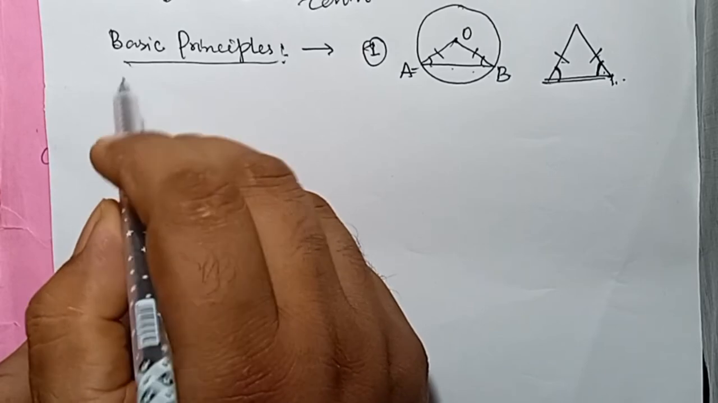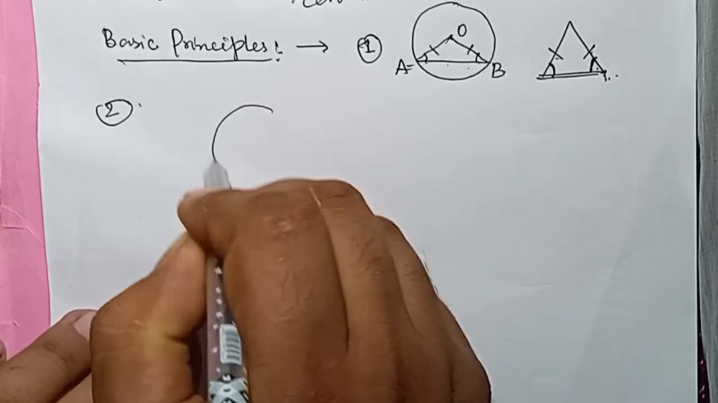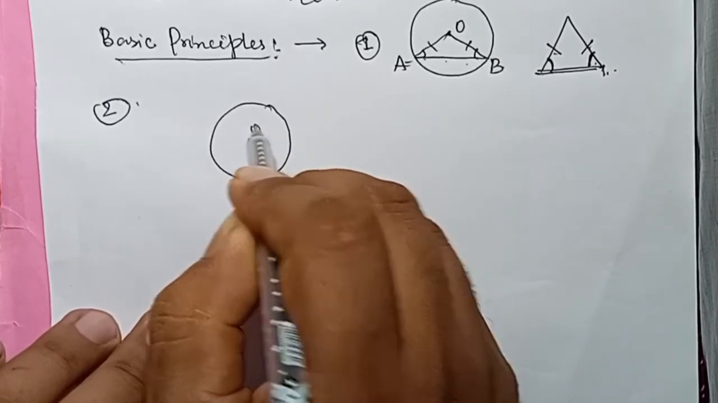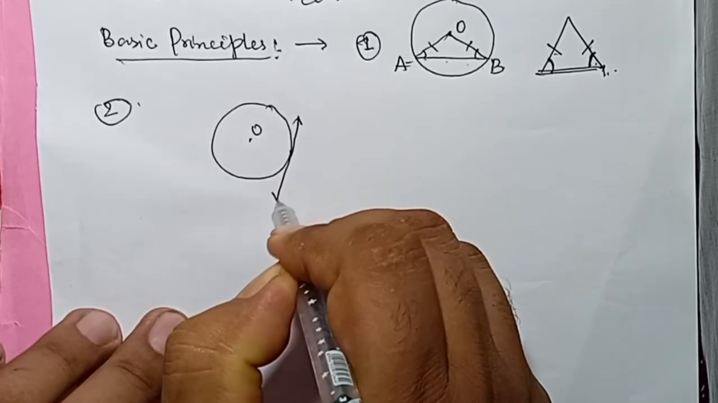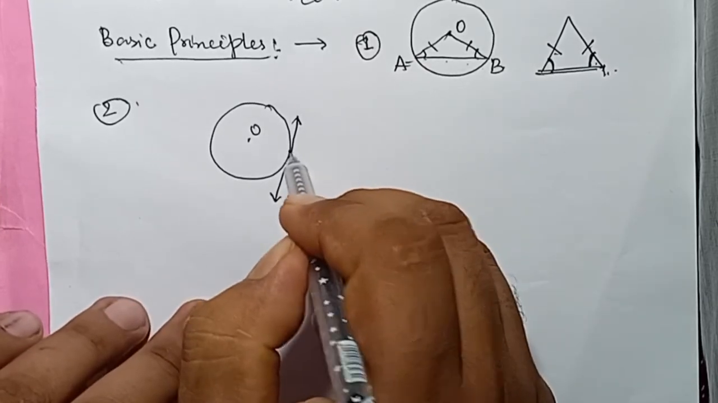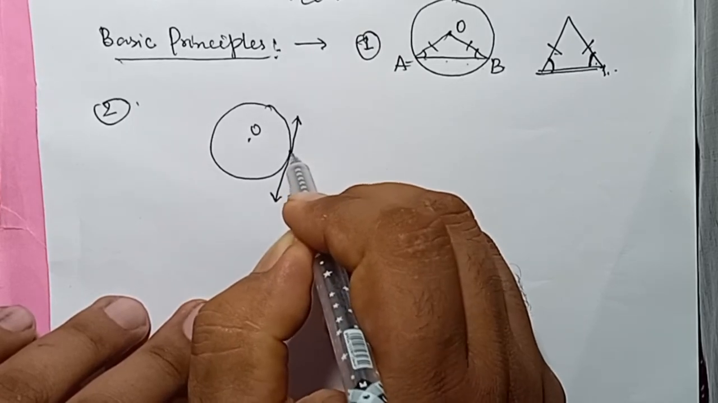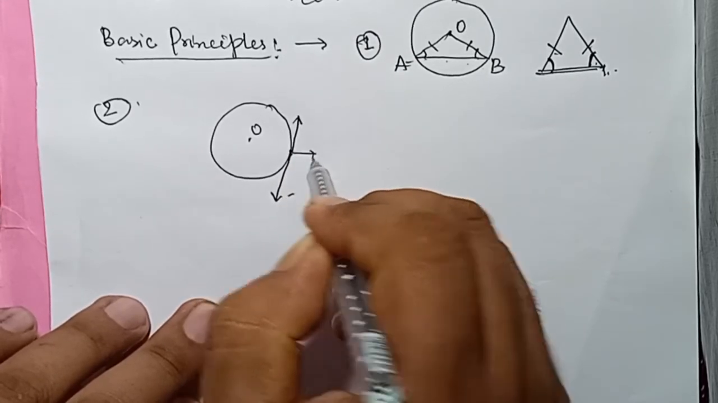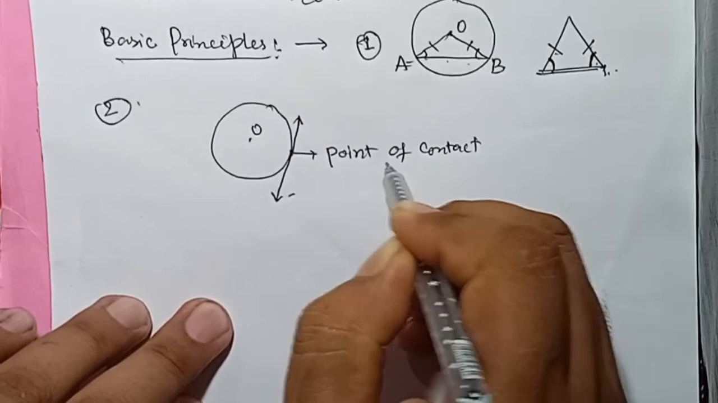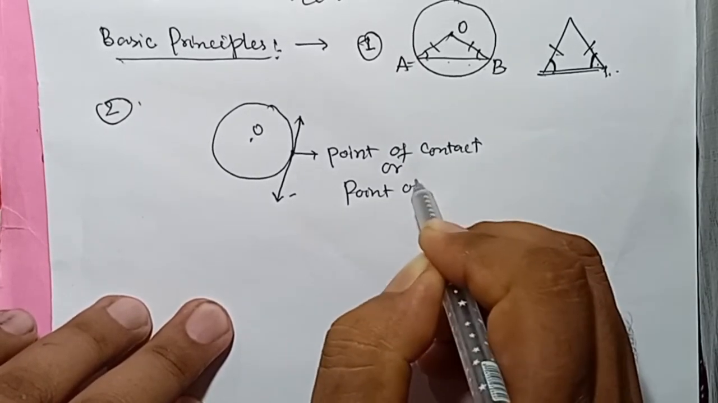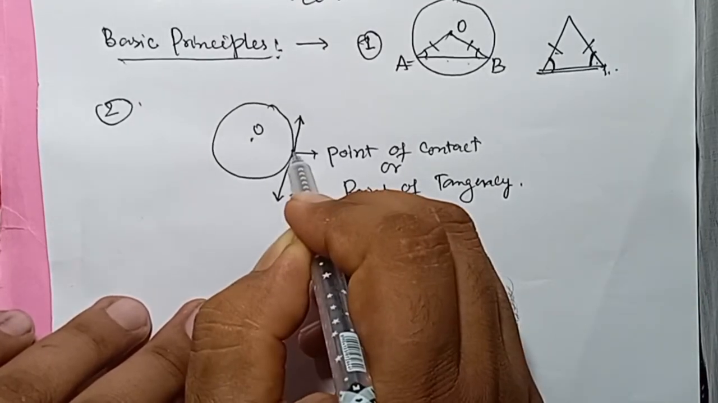Now the next point is about the tangent. Second one, first we will see what a tangent is. If I draw a circle, here is the center O, a line that touches the circle at one point is called the tangent. This common point where the circle and tangent touch is called the point of contact. It is also called the point of tangency. So this is the point of tangency.